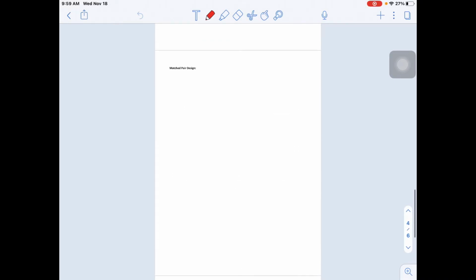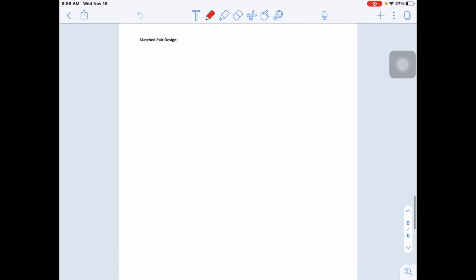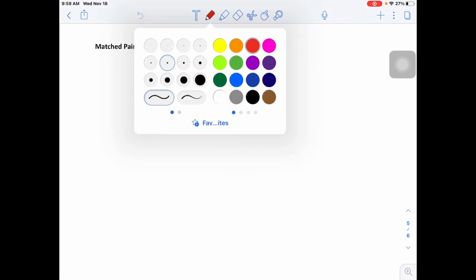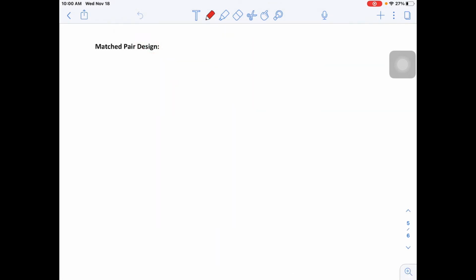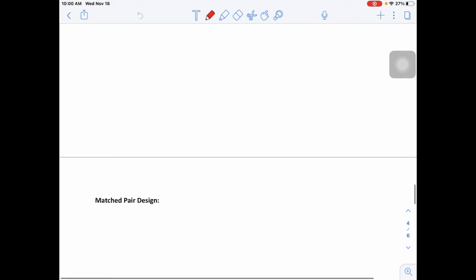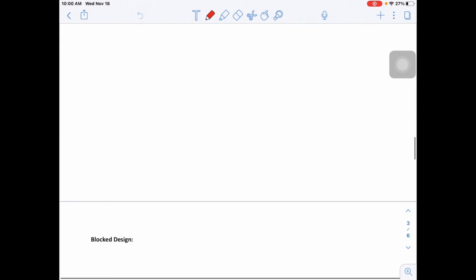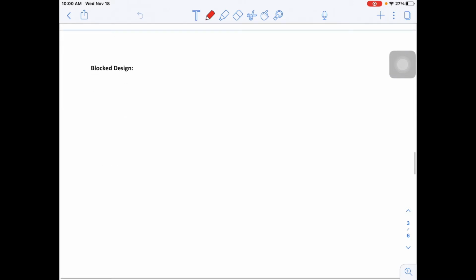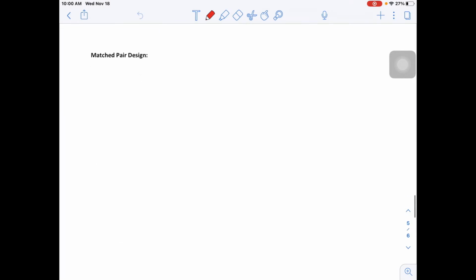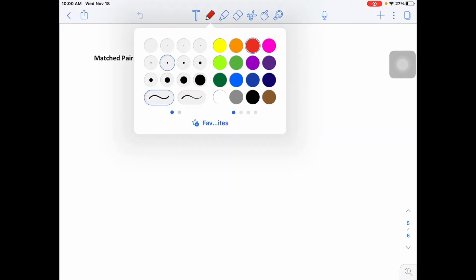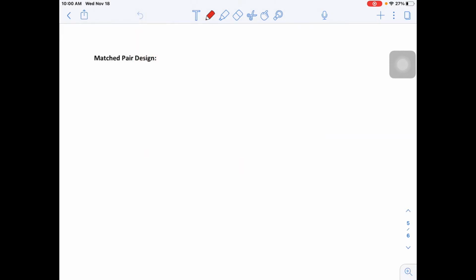Last couple pages here of our notes for Chapter 12, Part 2. So we should be on the page where we have matched pair design. We've dealt with two different types of experiments already. We should have dealt with the simple random, completely randomized design, and then we should have talked about block design in class. And then this matched pair design is kind of the last one, and this is really a special case. We don't see these too often, but it can come up.